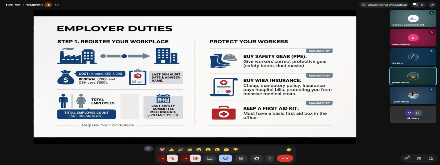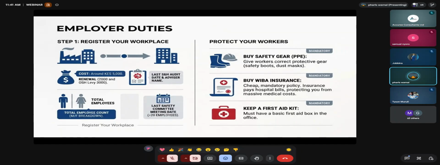You need to register the number of employees that you have. And if you have more than 20 employees, you have to form a safety committee and ensure that you are keeping minutes. And this also comes up when you are doing any renewal. During renewal, the cost will be 5,000: 2,000 for the renewal, and 3,000 for the occupational safety and health levy.